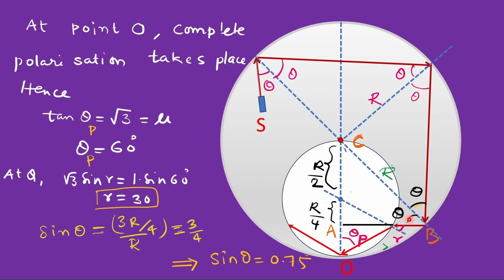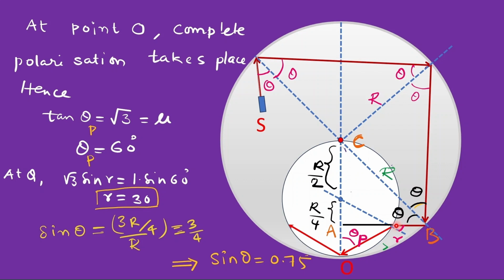These two are radial lines. Here the angle is 60 degrees. Here is also 60. By using Snell's law you can write root 3, the refractive index of the glass medium, into sin r is equal to the refractive index of the air medium, 1, into sin 60, since the angle here is 60 degrees. From here we get r is equal to 30 degrees, meaning this angle is 30.